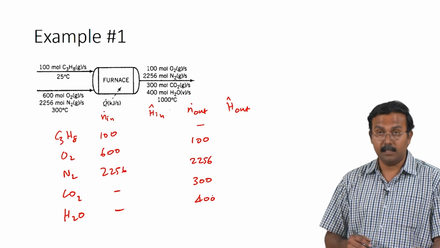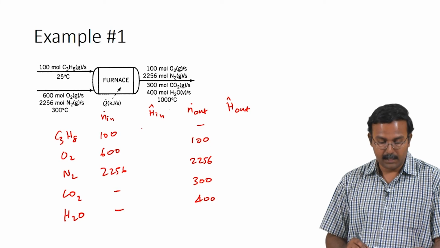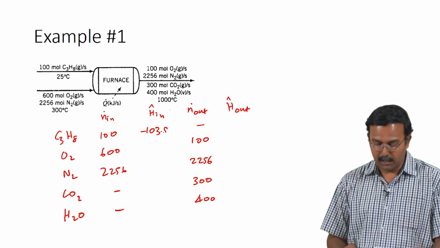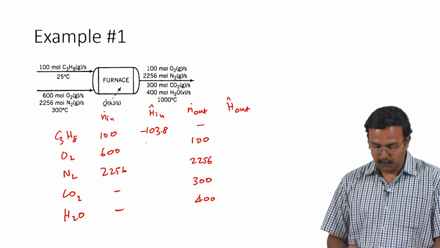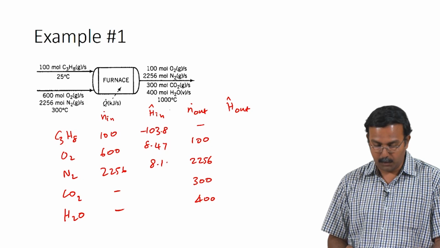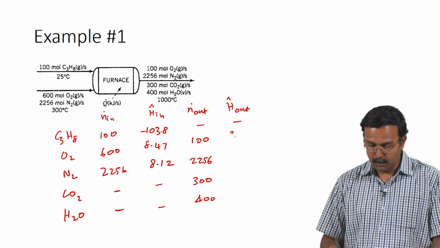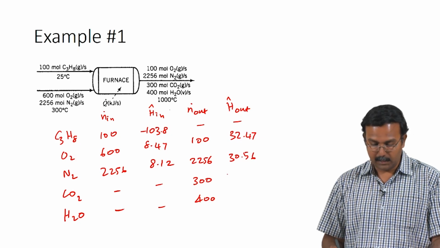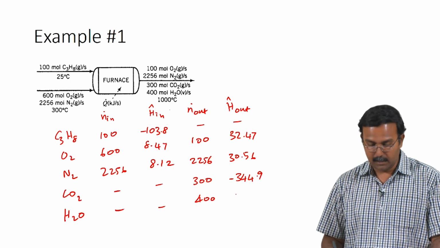So, if we were to plug in the enthalpy values we calculated, we would have Ĥ1 as minus 103.8, the Ĥ2 would be 8.47, this would be 8.12, and you have Ĥ4 as 32.47 and this as 30.56, and we also calculated these values as minus 344.9 and this would be minus 204.1.